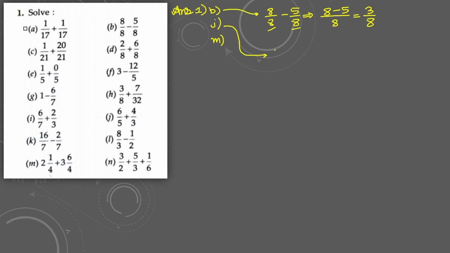For the J part, here we have 6 upon 5 plus 4 upon 3. Okay my friends, in this case, as you can see, they have different denominators. So you have two choices to solve this question. First of all, you can use the LCM method, or the second way, you can use the ECD method, that is easiest common denominator, ECD.